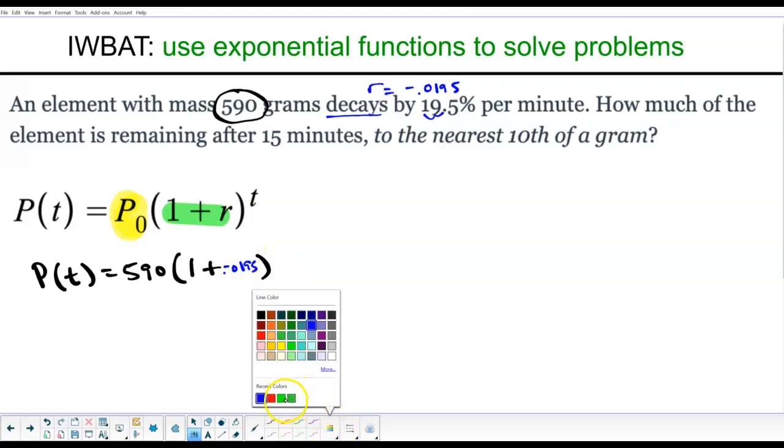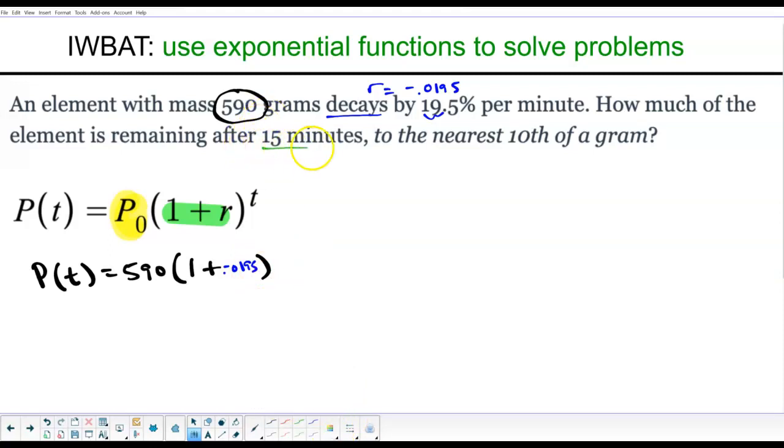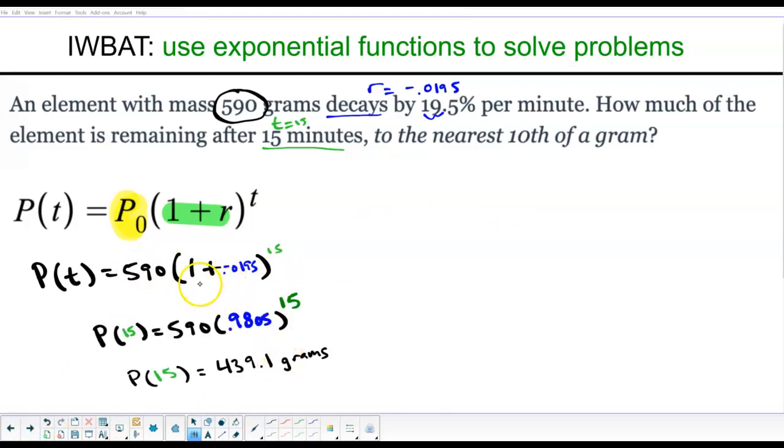All right, so now, how much of the element is remaining after 15 minutes? T is 15. And then you can just grab your calculator, plug it in just like that. All right, so let's take a look. One thing you could do is add the 1 plus the rate first, and notice how that gives me a number less than 1. That's proof that we are decaying.